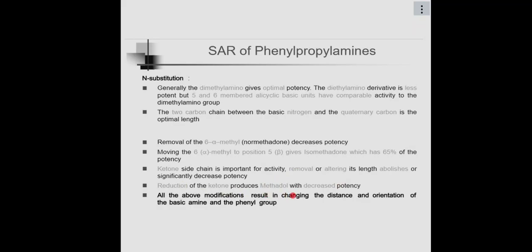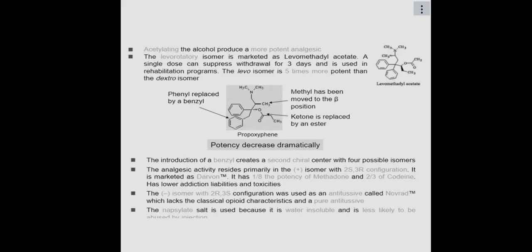All the above modifications result in changing the distance and orientation of the basic amine and the phenyl group. As we have said, we require that distance between the terminal nitrogen and the phenyl group to remain as the optimal distance to allow us to have maximum interaction with the receptor. So now we are still moving on with the SAR. Then we are saying acetylating the alcohol produces a more potent analgesic.